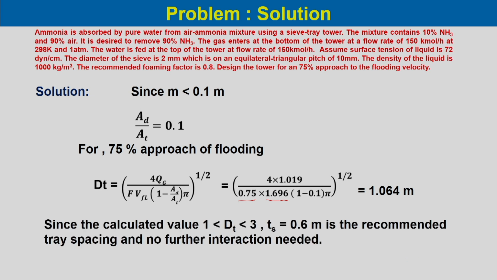Now, since the calculated value of diameter is between 1 and 3 meter, and we assumed Ts is equal to 0.6 meter, which is the recommended tray spacing, no further iteration is needed. So, that is within the acceptable limit.